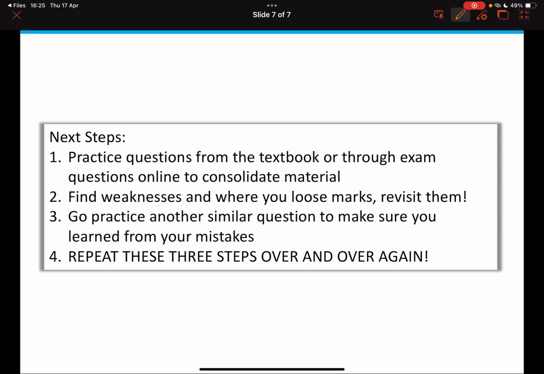Find any weaknesses or where you lost marks, and once you find them, make sure that you revisit those, so that those weaknesses become your strength. Then after that, practice one more question very similar to that, just to make sure that you learn from the mistake and you're not making the same mistakes again. And essentially repeat these first 3 steps as many times as you can, and the more you repeat it, the better you're going to develop your understanding of the content.